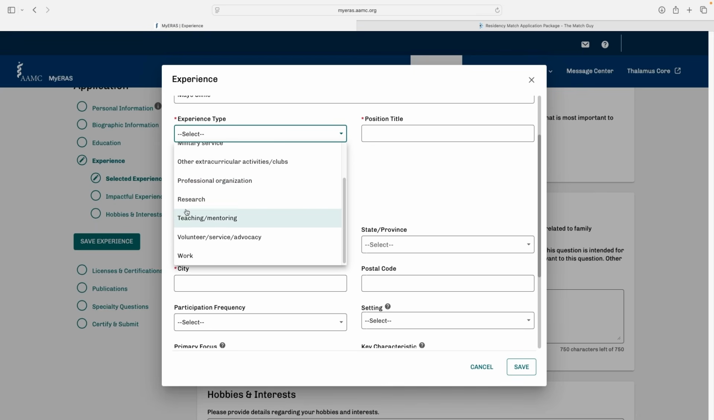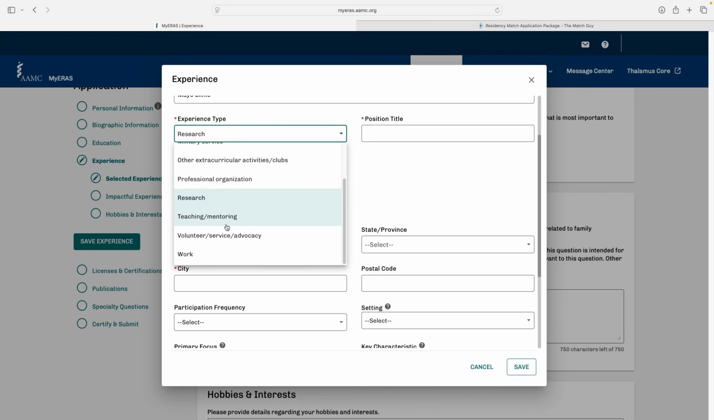Then you have the research. This is if you spent a good amount of time doing research or you have some type of research experience. Here, talk about the experience itself rather than the publications and the presentations. For me specifically, it's going to be a research experience at the Mayo Clinic, so I'm going to pick research. But I want to explain to you the rest of the experiences.